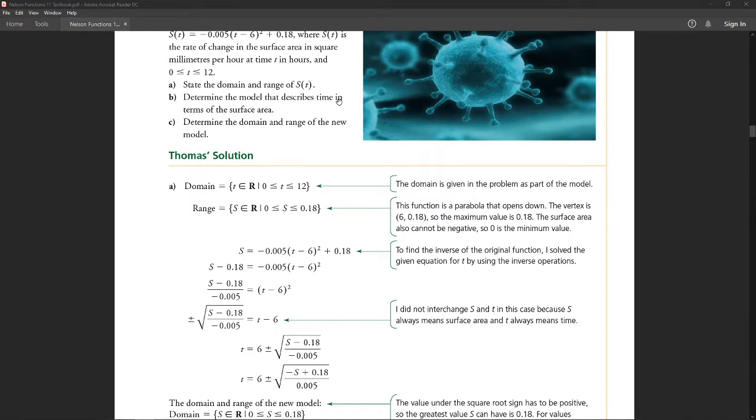Determine the model that describes time in terms of surface area. Determine the model. What do they mean by that? Oh, it's the function that describes time. Time to surface area. Isn't what we have technically doing that? Time in terms of surface area. Oh, so we want to find out what time. We have the surface area. We want to find out what time it's at.